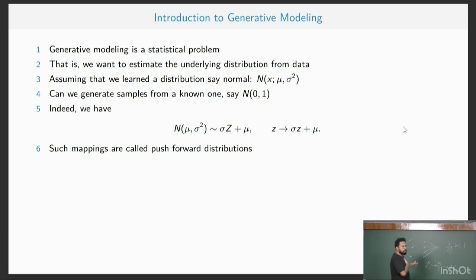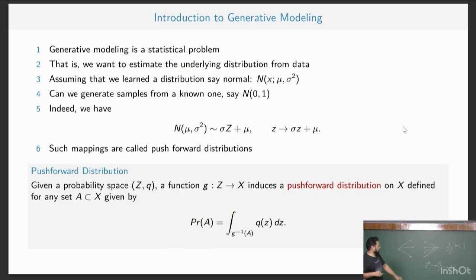I have a nice way to sample, but somehow there is a mapping that does whatever it does, and it does a push forward and gives me the required samples. So this is just a little bit of a definition of push forward distribution. We can also ignore this for the moment. It's very simple as such.